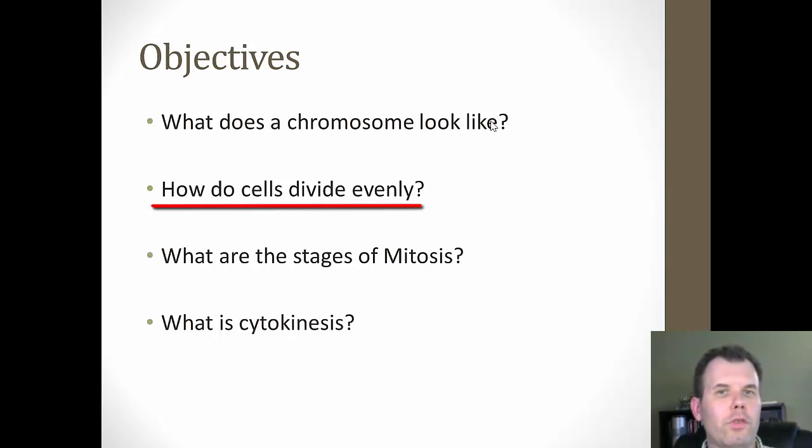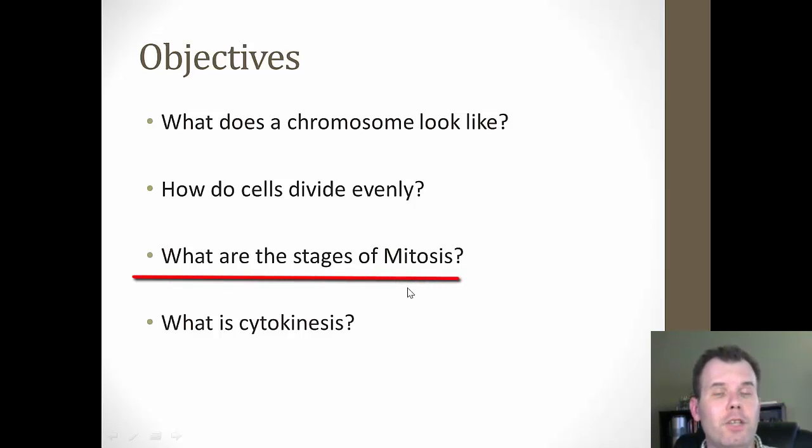We're then going to look at how the cells divide evenly, and so we're going to talk about mitosis, what takes place, how the cell gets ready, all these different things, what it needs to do in order for these things to happen. We're then going to spend some time looking at the stages of mitosis, making sure that you understand what's going on in all these different stages.